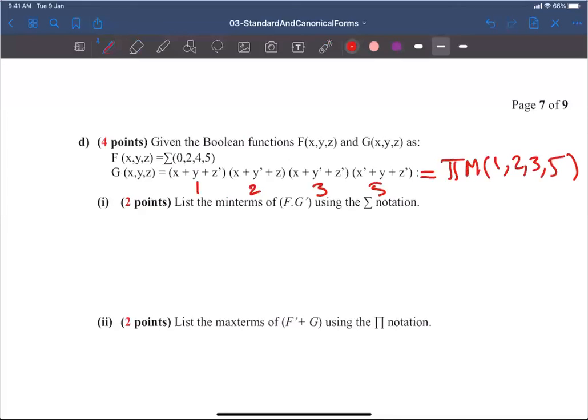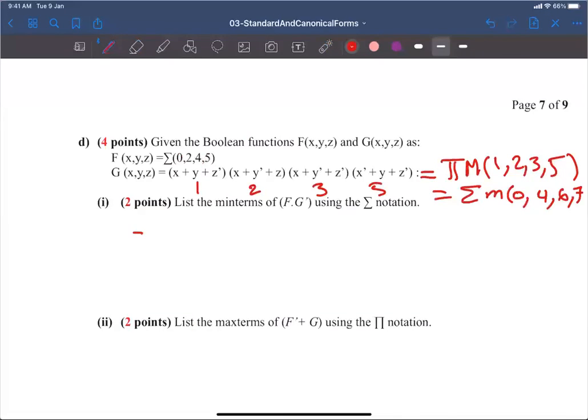So we have F ended with G in a sigma notation. So I need to change this to sigma. What is this in sigma? It is going to be 0, 1, 2, 3, 4, 6, and 7. I need to complement that. So the complement is going to be the same as these indices here. So I have this intersection with these.